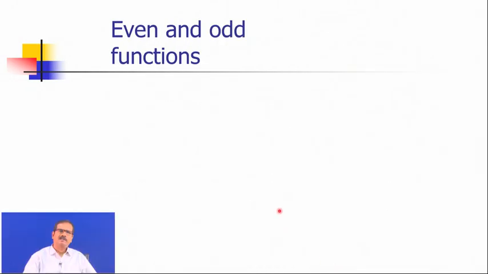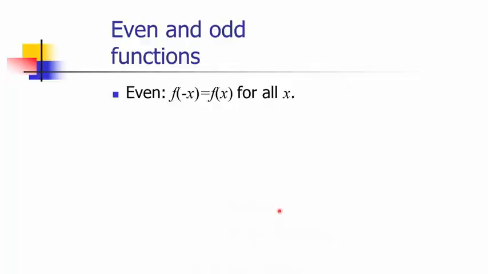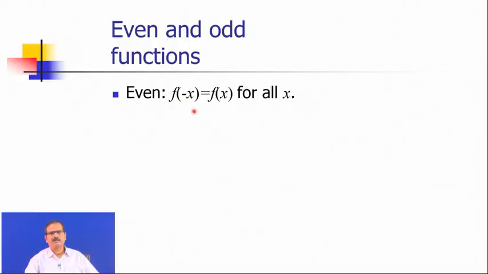But there are certain functions where, if you use only cosine functions or only sine functions, you can reconstruct them fully. These functions are called even and odd functions. For an even function, it should satisfy this property: it should be symmetric around the origin, that is, around x equal to 0 at both ends.